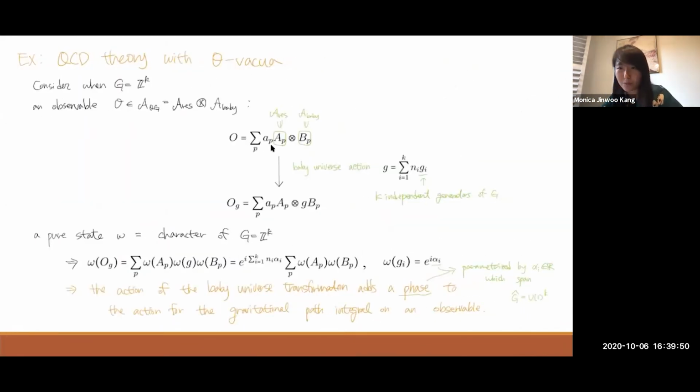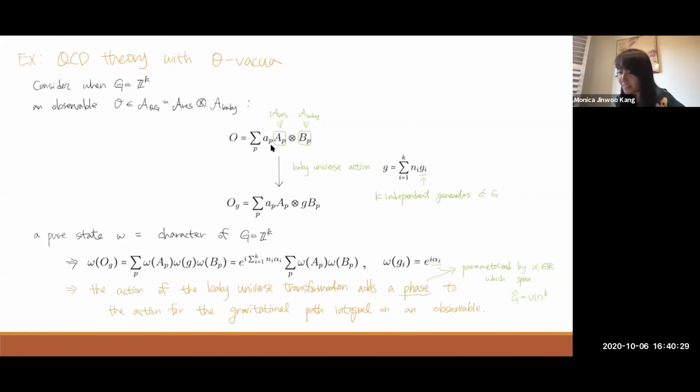Then we can have an observable belonging to this bulk operator. It will have a reservoir contribution and a baby universe contribution, which has a baby universe action coming from the k independent generators. Due to that, we can have this operator going through in this process. And we want this to be pure because we want it to be a character of this group Z^k. Then it has a multiplicative property, as I was saying earlier. So it divides up, and what you get as a pure state is this, which gives us a phase on top of it.